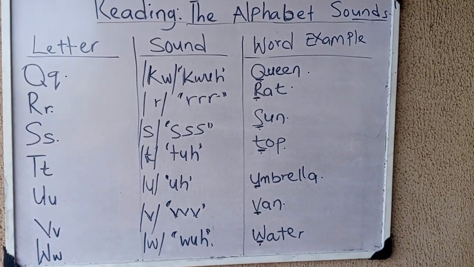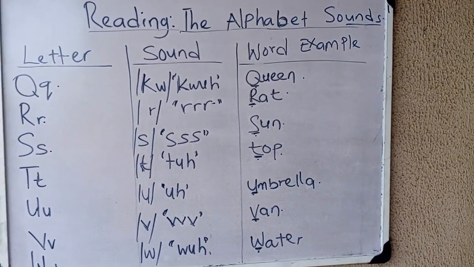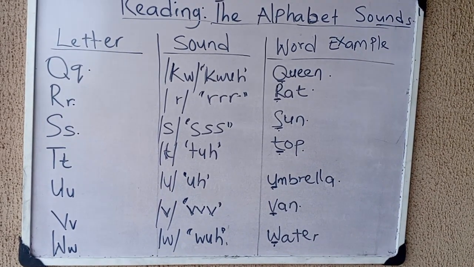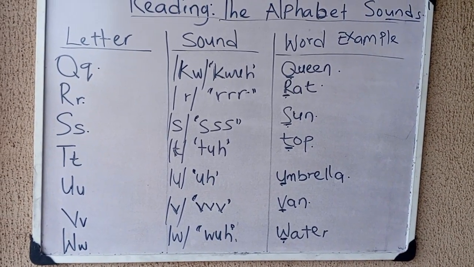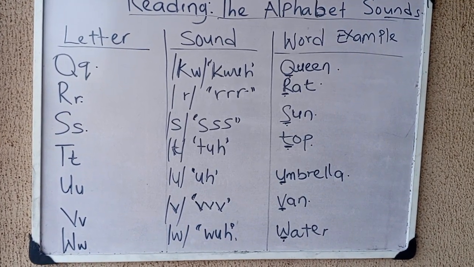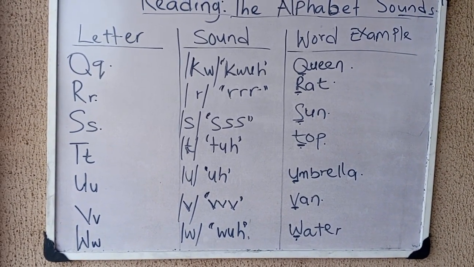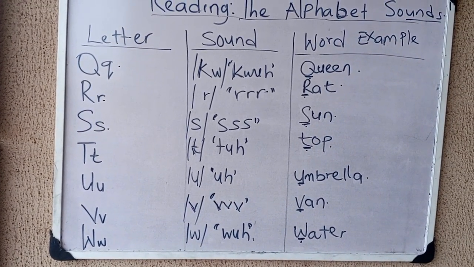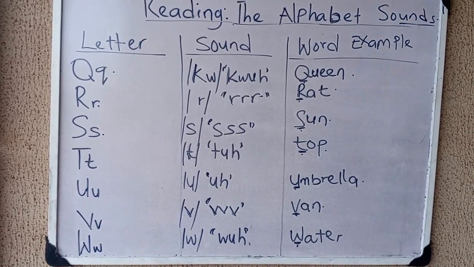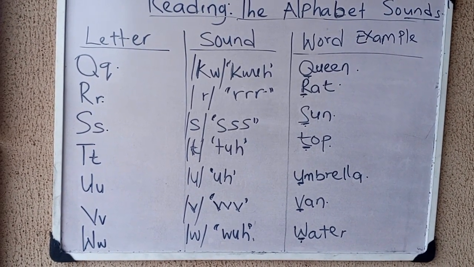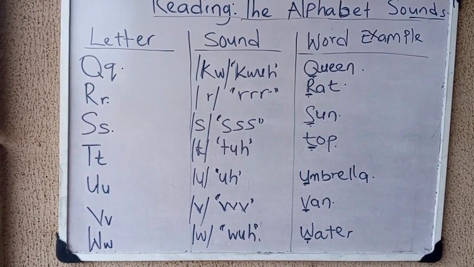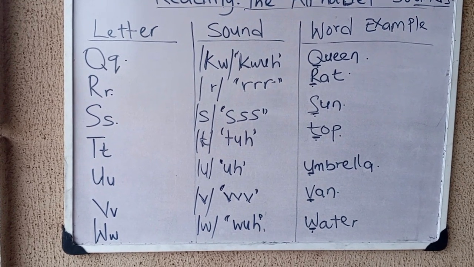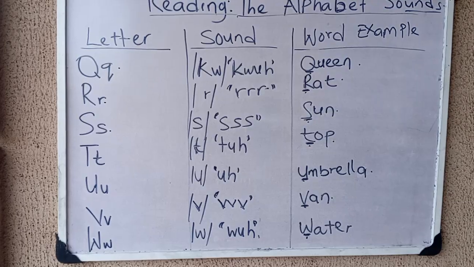I go over it again. I'm going over the sounds. We have Q. The name is also Q. And the sound is Q. Example, queen. We have the letter R. The sound is R. Example, rat. We have the S sound. Example, sun. We have the T sound. Example, top.